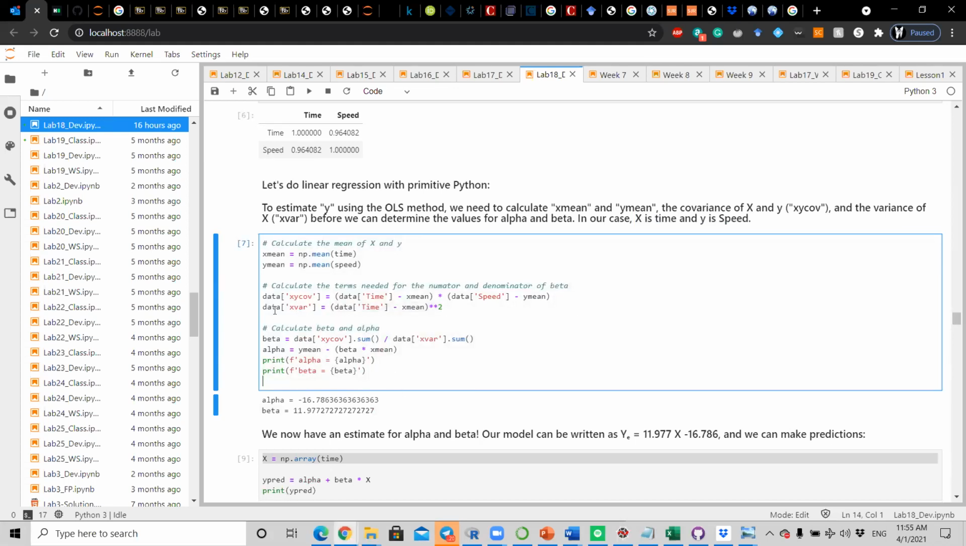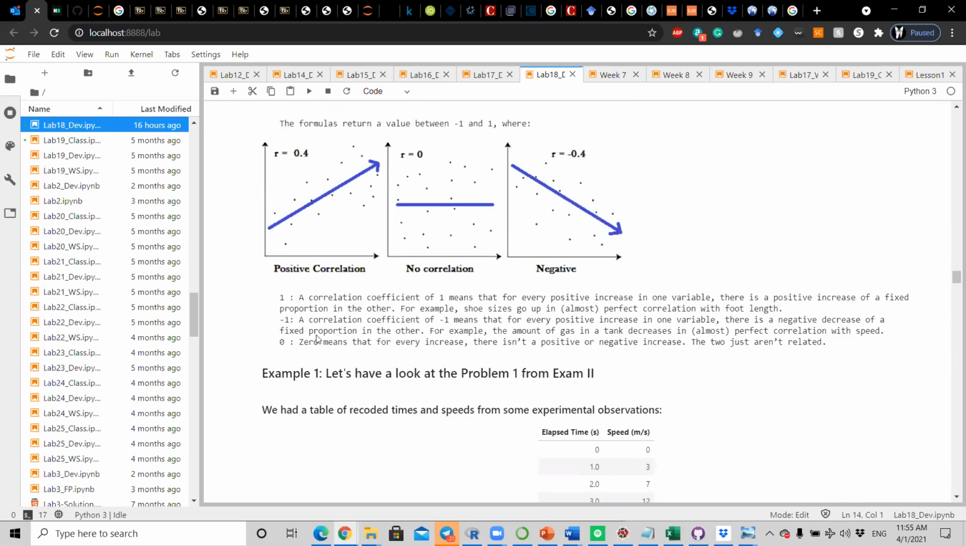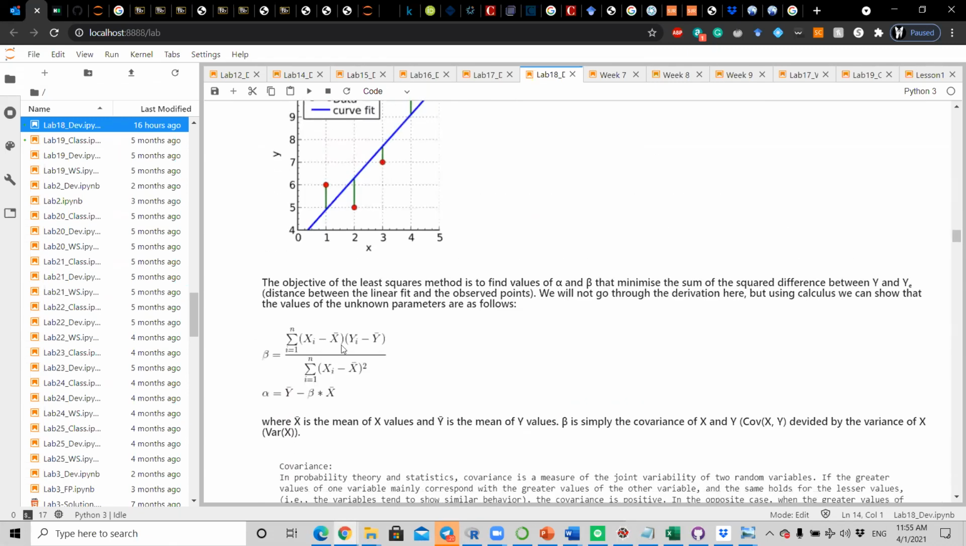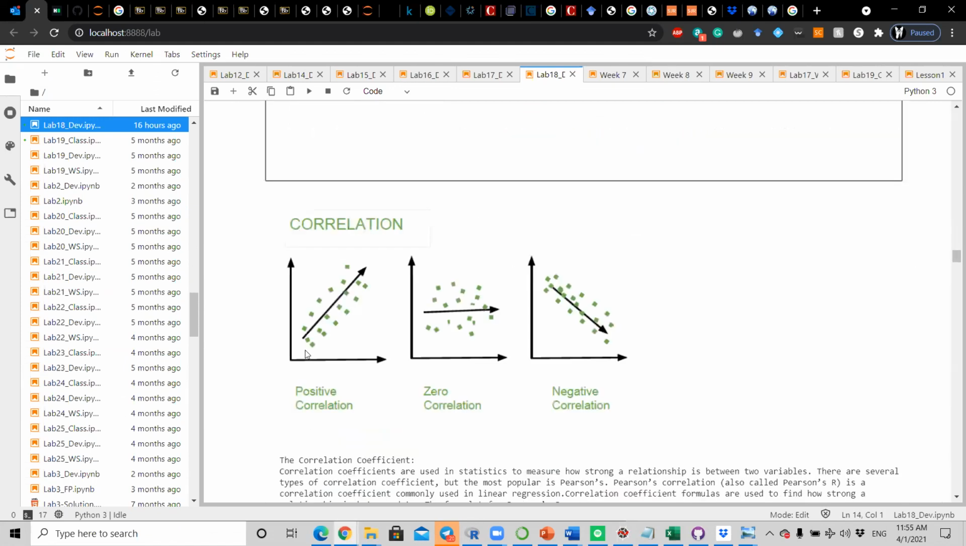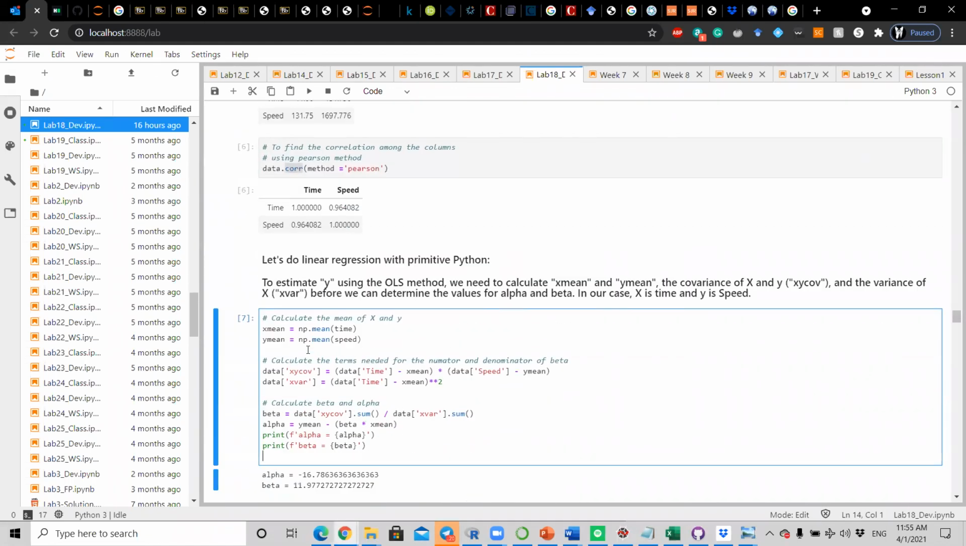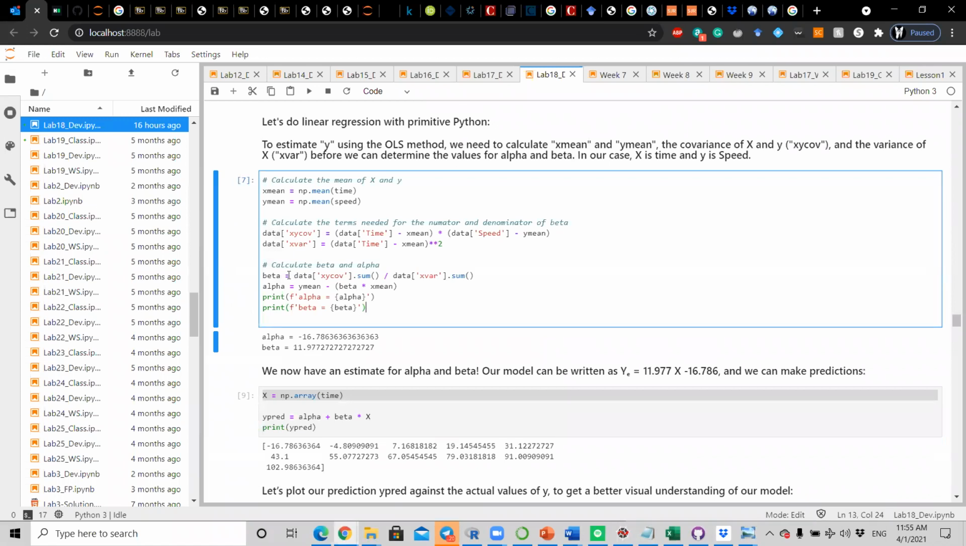So we are going to calculate beta and alpha. How? We have the formula right up here. So we are basically applying this into our code cell. Beta is going to be calculated as this. And then once we have beta, we just put it into our linear equation and we calculate alpha. So these are the values that we get for alpha and beta.